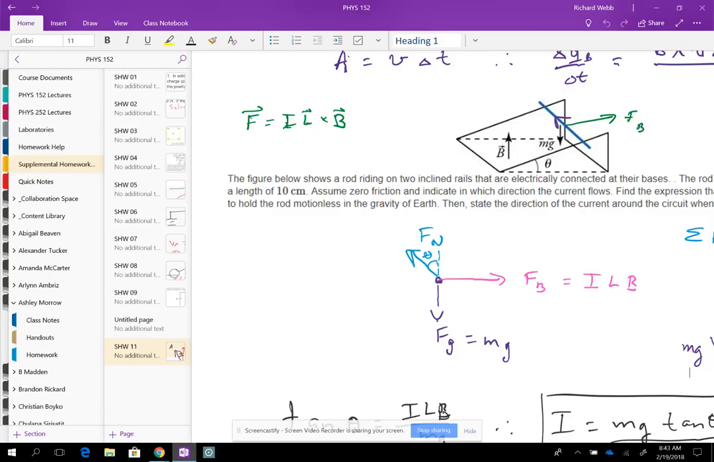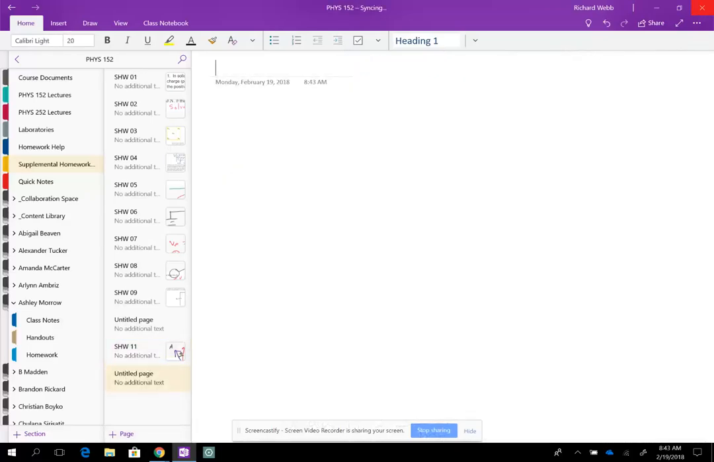Alrighty, we are going to do some SHW action and get this over to the right place so you can see. So we have to make a new one for SHW-12.